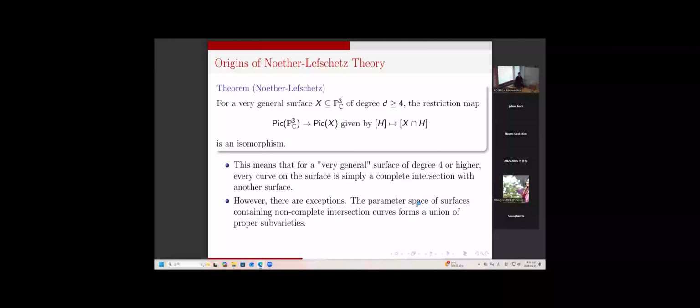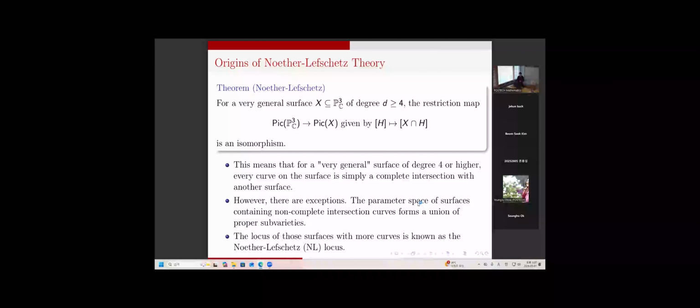But of course, this is only true for a very general surface. There are certainly exceptions to the conclusion. But these exceptions form a union of proper subvarieties. In fact, this was a key insight of Noether. And the locus of those surfaces with more curves than just the complete intersection curves is known as the Noether-Lefschetz locus.